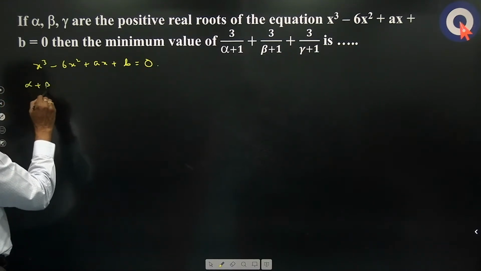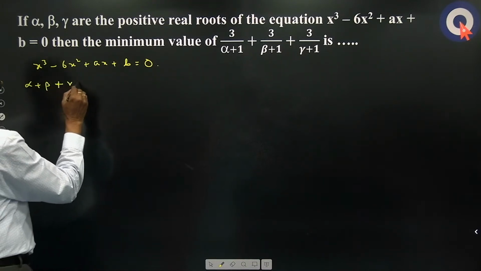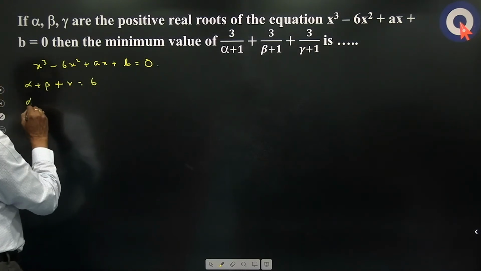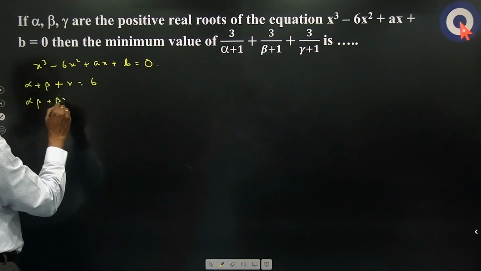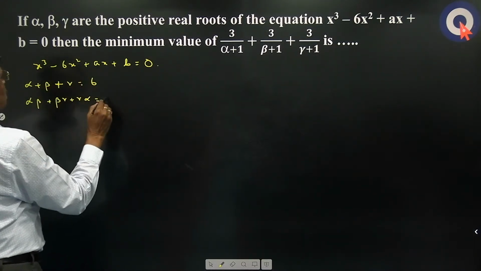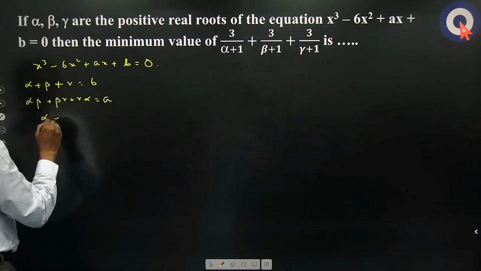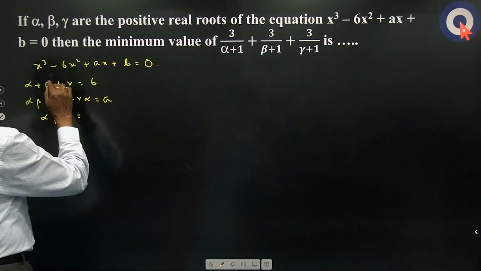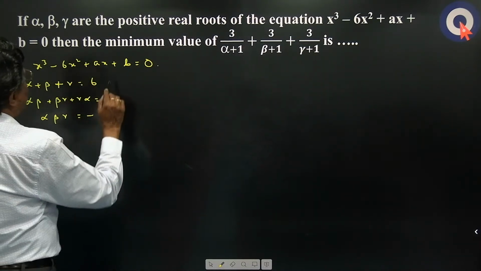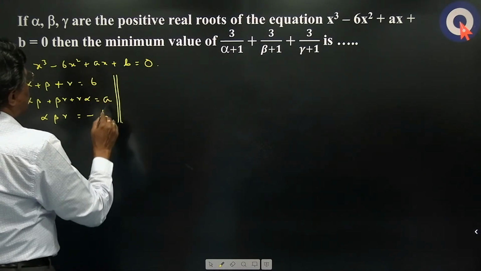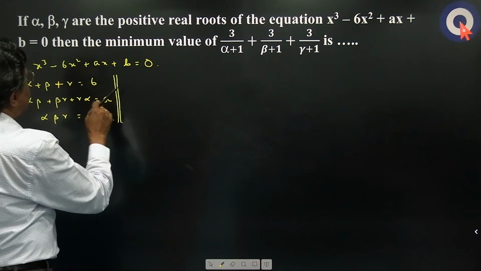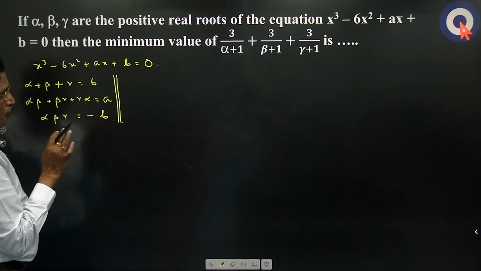Alpha plus beta plus gamma is equal to minus b by a, which is 6. Alpha beta plus beta gamma plus gamma alpha is equal to c by a, which is a. And alpha beta gamma is minus b. This is what it is. All right. Let it be like that. Here, A, B, like in that earlier problem, here also we have an issue. This is not known and this is not known.